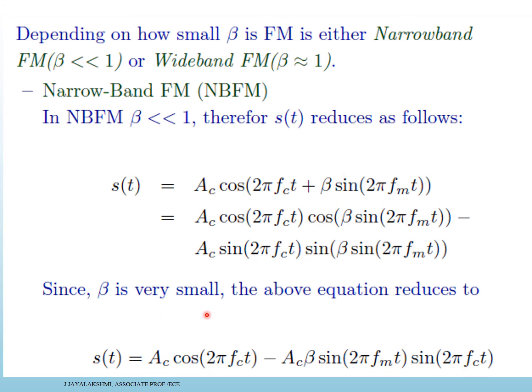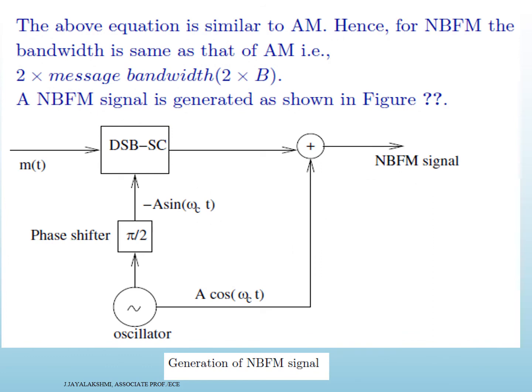Since beta is very small, the above equation can be reduced such that the signal s of t is equal to Ac cos of 2 pi fc t, since beta is of negligible quantity, so cos of that is approximately equal to 1. So this term gets neglected, minus Ac sine of 2 pi fc t into sine of 2 pi fm t times beta. Beta is taken outside. So this is sin A into sin B form.